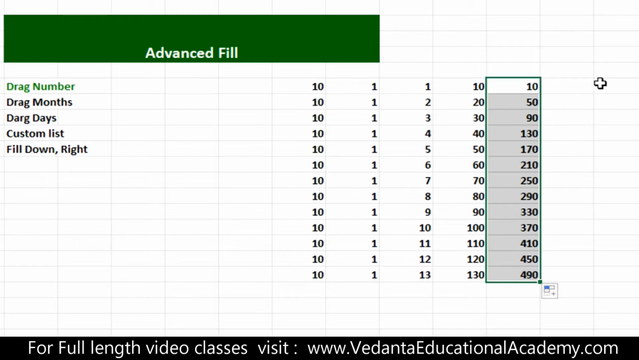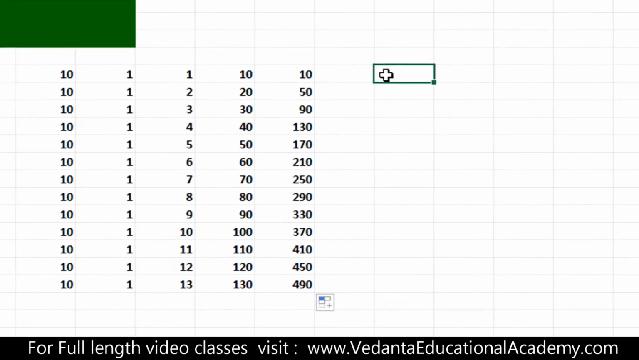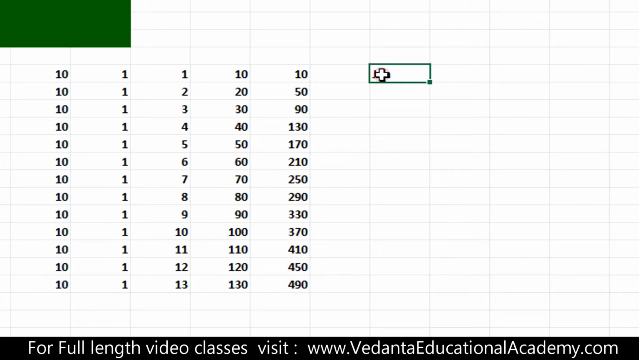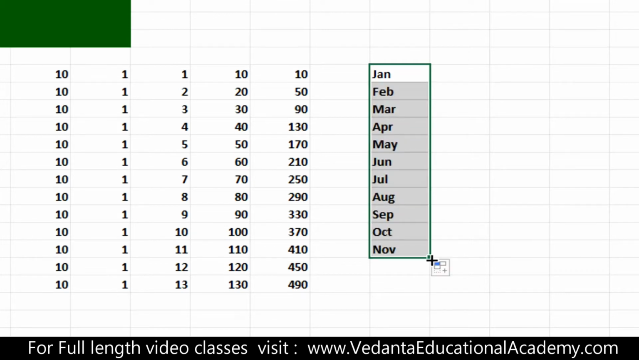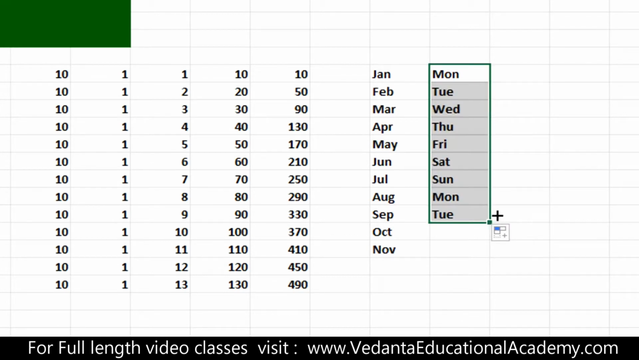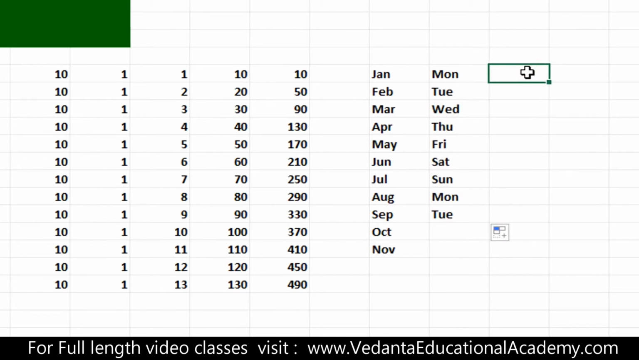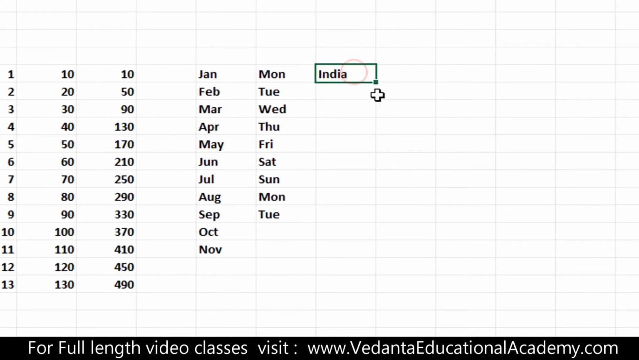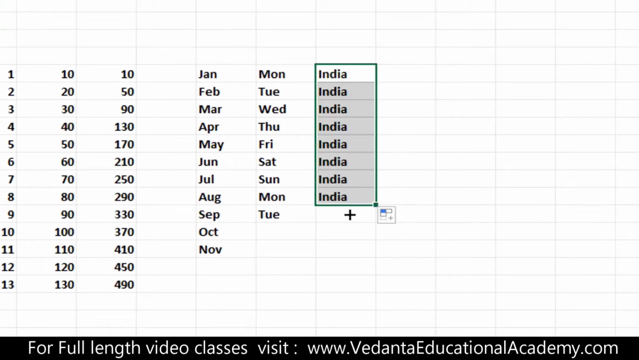Next we start with the months. If you type January, or Jan, and drag it down, the system automatically gets February to November and so on, right? Because these lists are already built in by Microsoft in this Excel application. If you type days, for example Monday, it also automatically takes all the remaining days. But if I type a country name such as India and drag it down, the system takes only India.